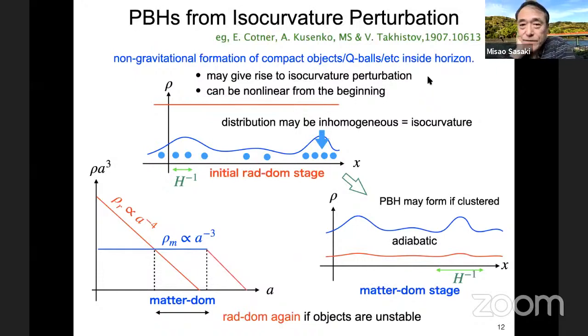Now, if they form in the very early universe randomly, then their mean distribution of density will be spatially varying. But of course, those will be a very, very minor component of the total energy density. So they are essentially isocurvature. Whatever the perturbation or distribution you have, they wouldn't affect the total energy density, because the energy density is totally dominated by radiation, let's say. Interesting is that in this case, depending on what kind of formation scenario you consider for those objects, these fluctuations and distributions may be highly inhomogeneous, meaning that it can be nonlinear from the beginning.